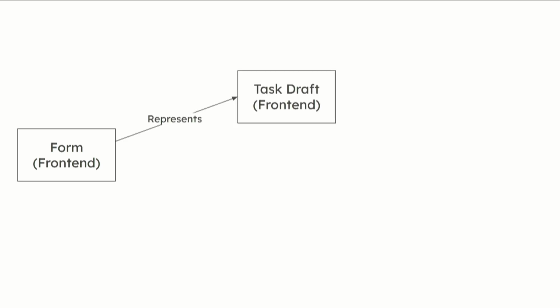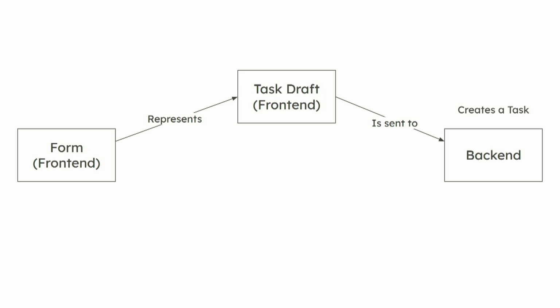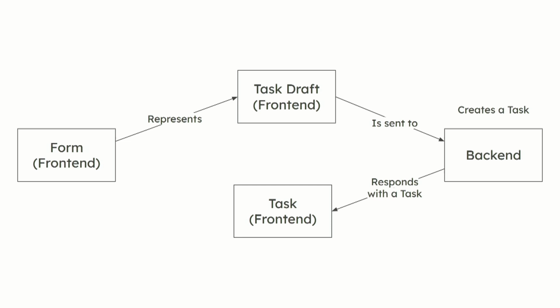So now you have a form in the front end, and that form represents the draft of a task. And after the user tries to finish creating the task, they're going to send the data of that draft to the backend. Then the backend is going to use the data of the draft to create the actual task, and respond with an actual validated task to the front end, and that data is provided to the front end to be rendered at some point.